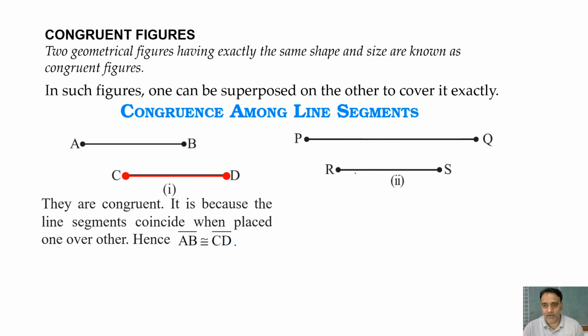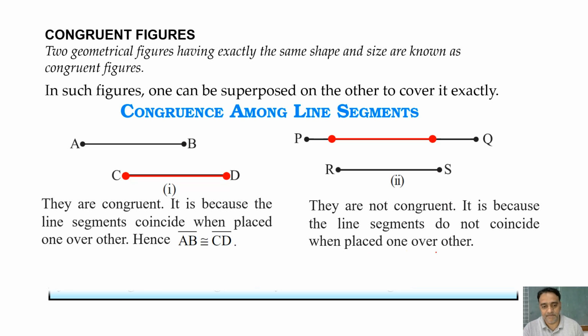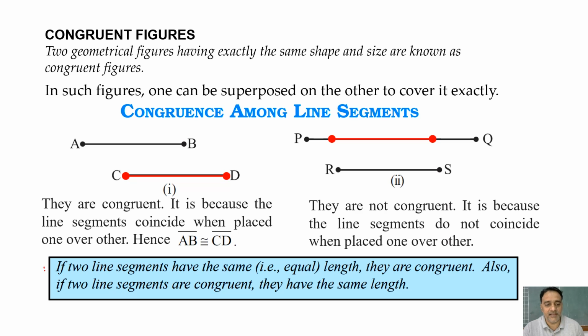Now, if we superpose these two lines on each other, they will not coincide, so they are not congruent. It is because the line segments do not coincide when placed one over the other. So we come to the conclusion that if two line segments have the same length, they are congruent. Also, if two line segments are congruent, they have the same length.